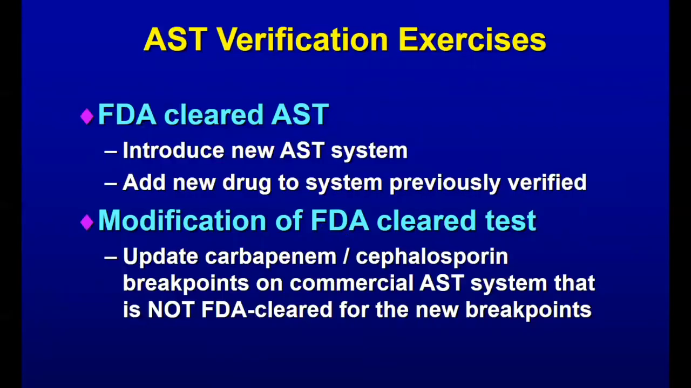Okay, so we're going to go through some examples, and I'm calling these verification exercises. We'll look at 3 different examples. First, we're going to look at verification of FDA-cleared antimicrobial susceptibility test systems when you introduce a brand new system into your laboratory, so you get a new instrument in your laboratory. We're going to talk about how to do the verification when you add a new drug to your system that was previously verified. We're also going to look at doing a verification as a modification of an FDA-cleared test. We're going to use the example here of if you were to update the carbapenem or cephalosporin breakpoints on your commercial susceptibility test system that is not FDA cleared for those new breakpoints.